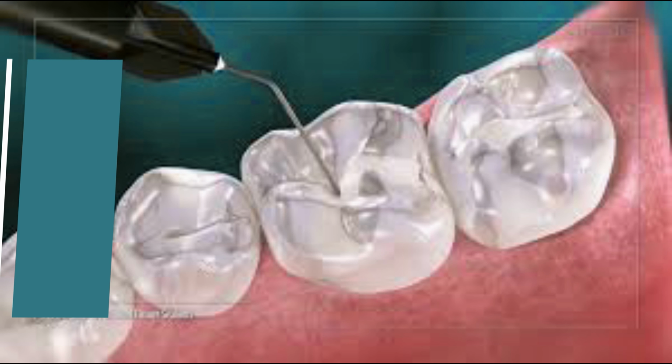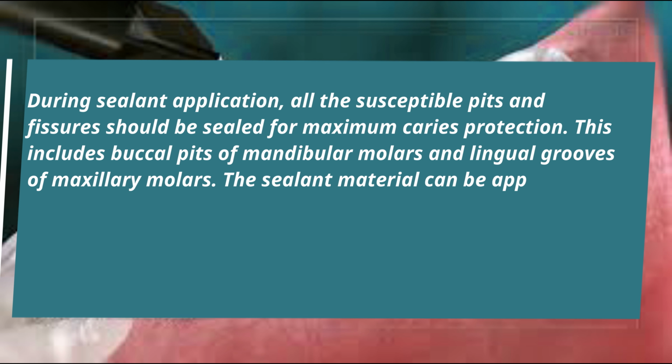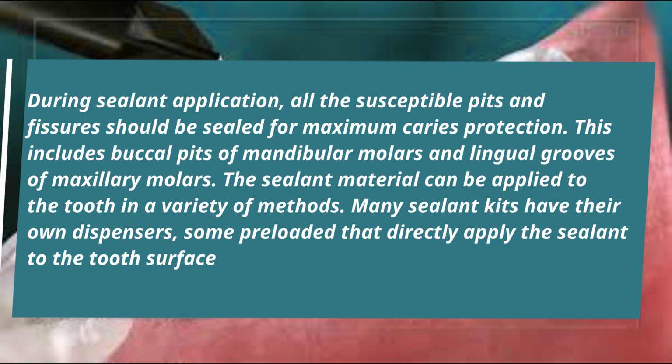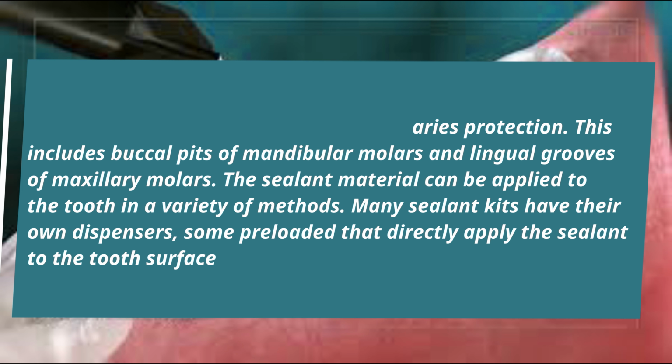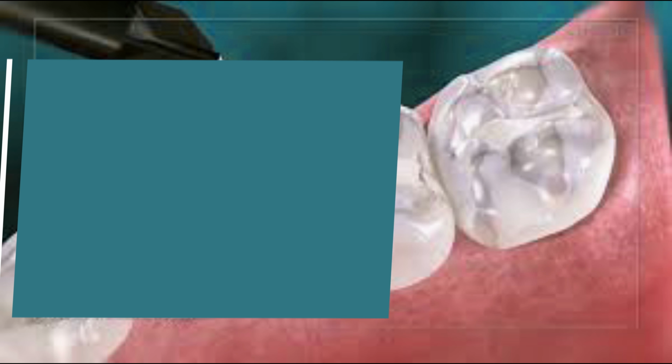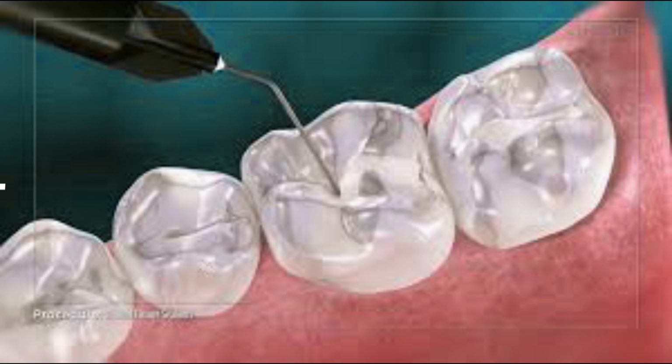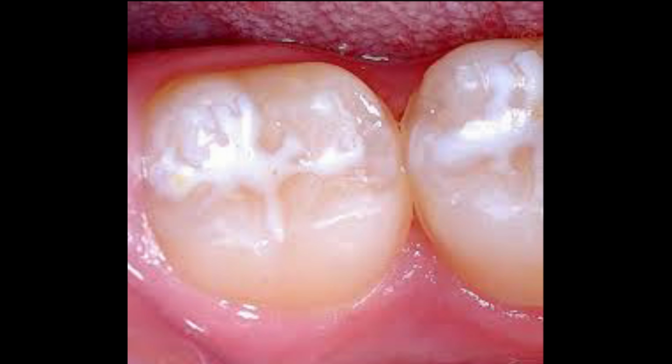And the fifth step is the application of sealant. During sealant application, all the susceptible pits and fissures should be sealed for maximum caries protection. This includes buccal pits of mandibular molars and lingual grooves of maxillary molars. The sealant material can be applied to the tooth in a variety of methods. Many sealant kits have their own dispensers, some preloaded, that directly apply the sealant to the tooth surface. And the final sealant thickness upon application should be at least 0.3 mm.